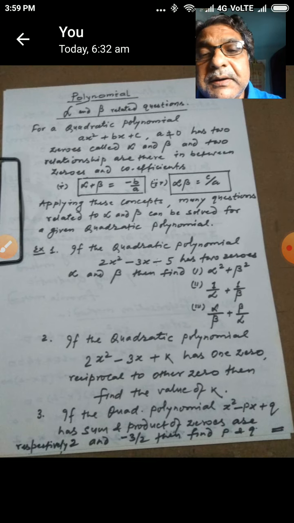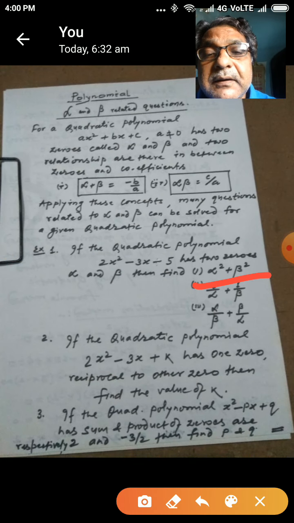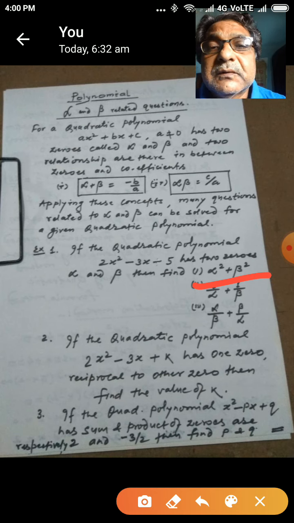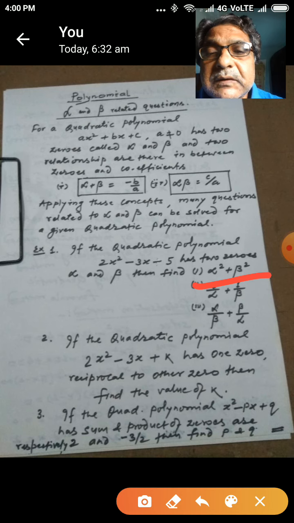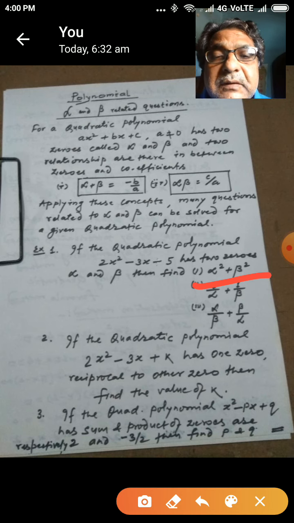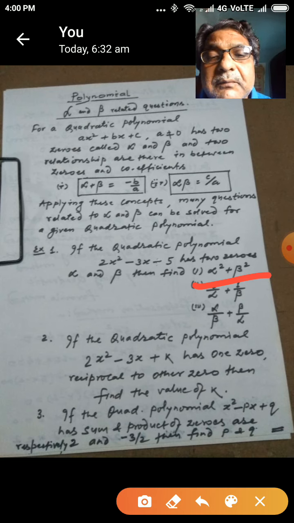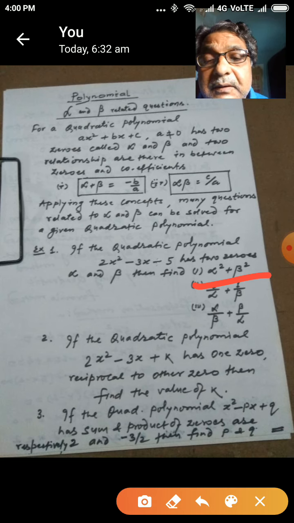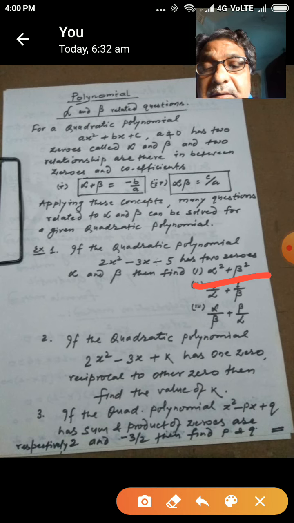Now in finding these values we will use some algebraic identities, as for alpha square plus beta square we will use a square plus b square equal to a plus b whole square minus 2ab. Using this, substituting a and b by alpha and beta, we can calculate alpha square plus beta square. Similarly, we can find out the value of 1 by alpha plus 1 by beta, and third alpha by beta plus beta by alpha. Similar questions are given here also.